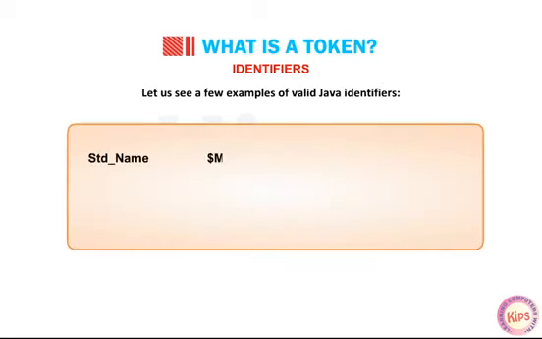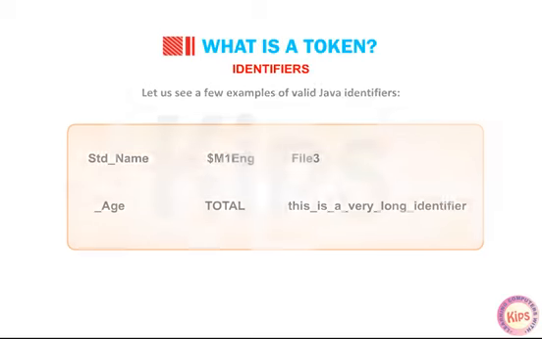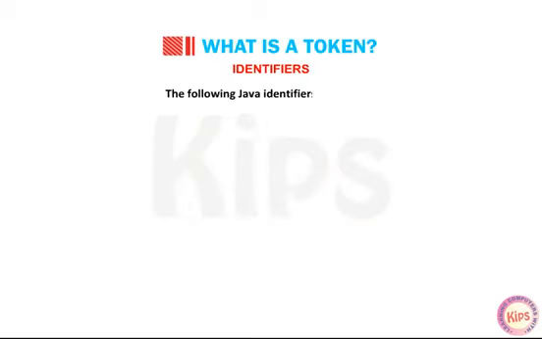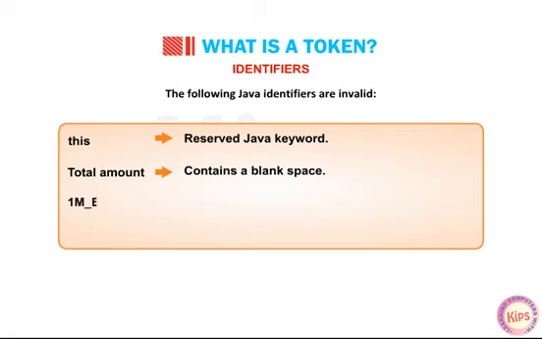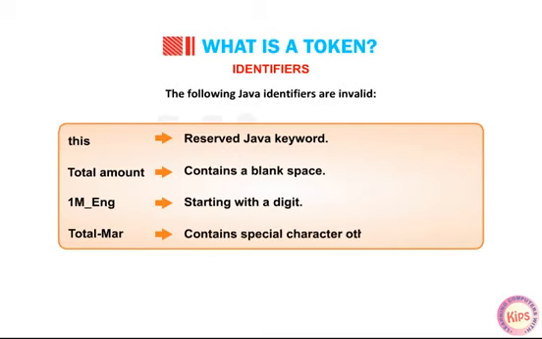Student_name, $M1English, file3, age, total. This is a very long identifier. The following Java identifiers are invalid. This is a reserved Java keyword. Total amount contains a blank space. 1M_English starts with a digit. Total#mar contains a special character other than underscore and dollar.